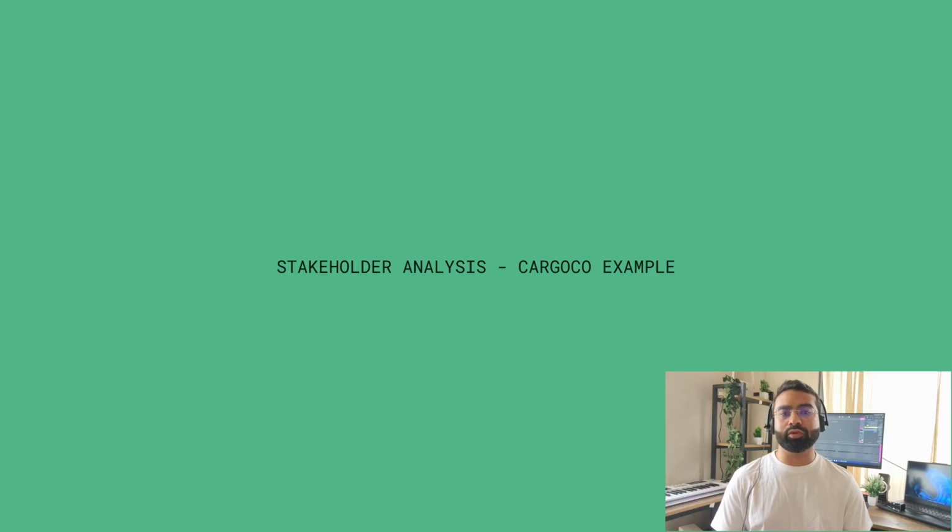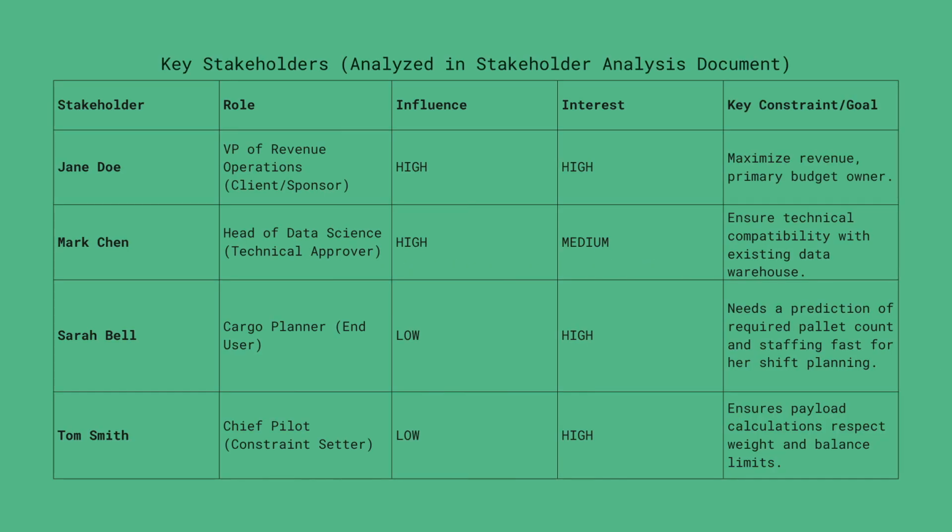Now we map the stakeholders. From the discovery, we identified 4 key people. Jane Doe, VP Revenue Operations, role: sponsor, budget owner, final decision maker. Interest: high, she's losing $12 million a year, she's motivated. Influence: high, she controls the budget and can kill the deal. Action: regular touch points, she's our North Star.